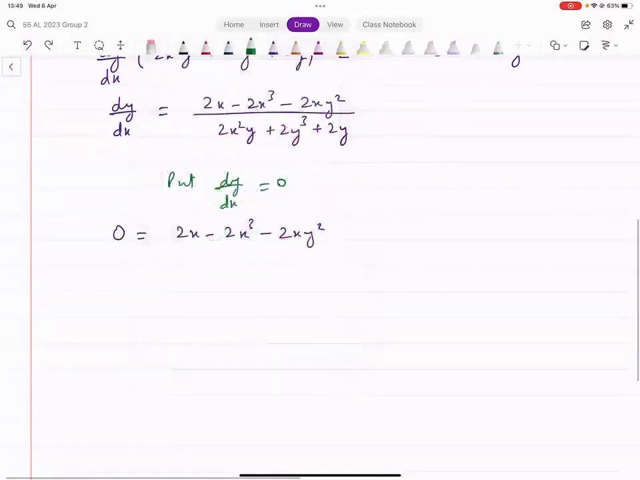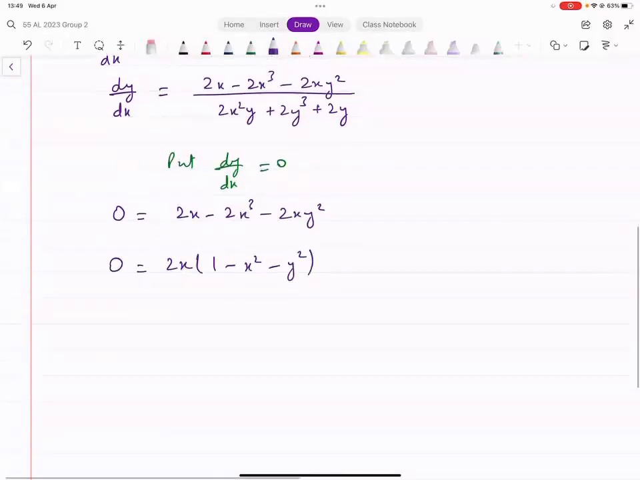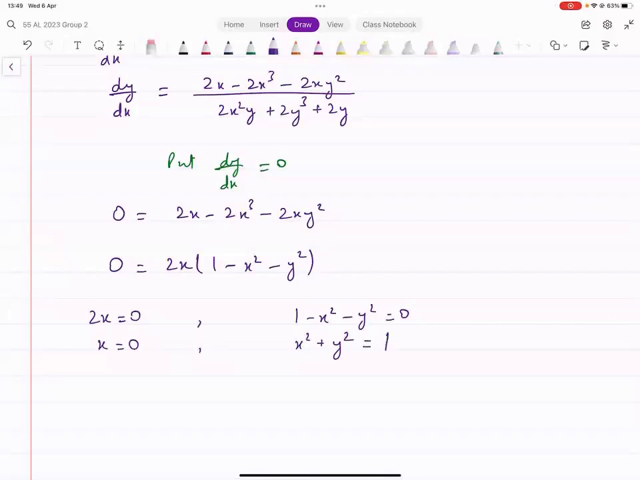Now 2 can be eliminated because सब के अंदर 2 आ रहे हैं, इसको simplify करके हम लिख सकते हैं. In fact, 2x कॉमन ले लेते हैं. चलिए 2x कॉमन ले लिया. We have 1 minus x square minus y square equals 0. Either 2x equals 0 or 1 minus x square minus y square equals 0. This gives us x equals 0 and this gives us x square plus y square equals 1.